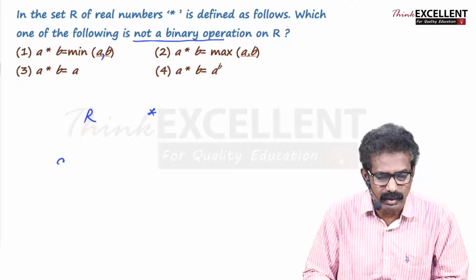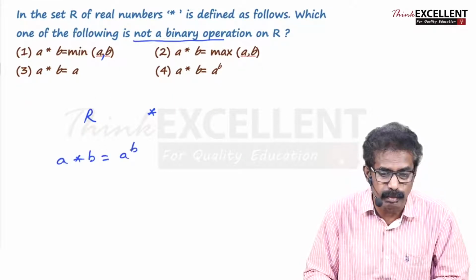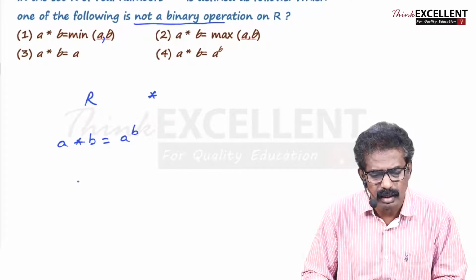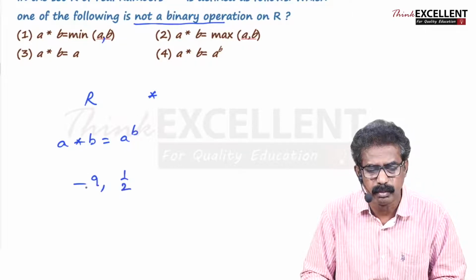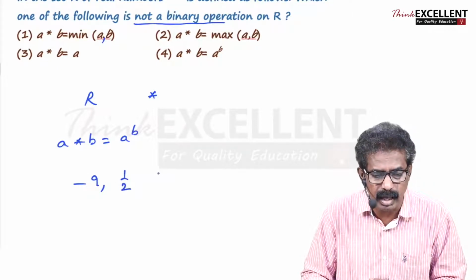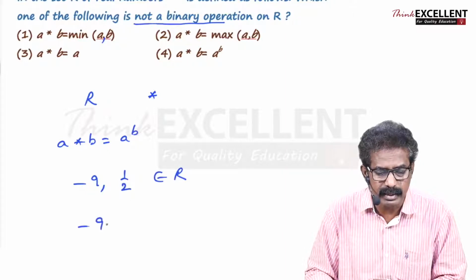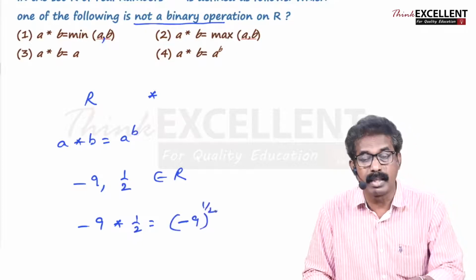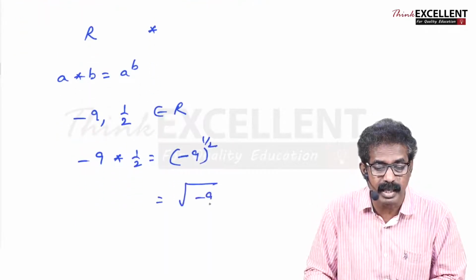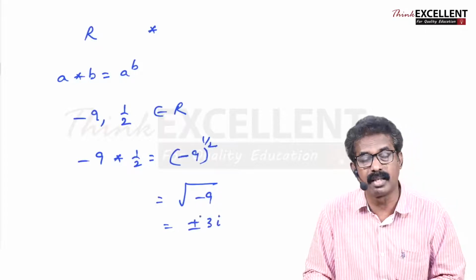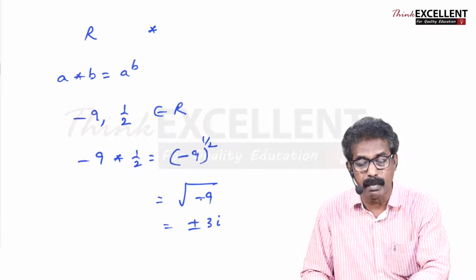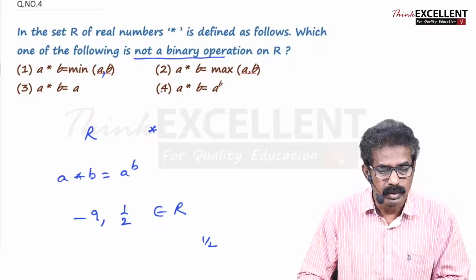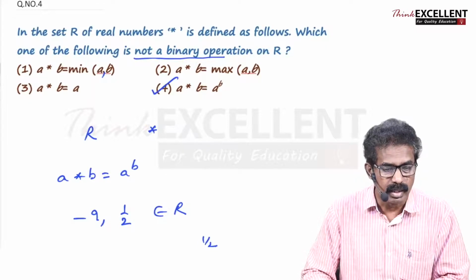A star B is equal to A raised to B. Some cases it may be true, but suppose I am taking minus 9 and half. Both are real numbers only, no? Minus 9 comma half belongs to R. A star B, minus 9 star half, is minus 9 raised to half, that is the root of minus 9, plus or minus 3i, right? The root of a negative number is there, so it is a complex number, not a real number. So which one is not a binary operation? The fourth one is not a binary operation.